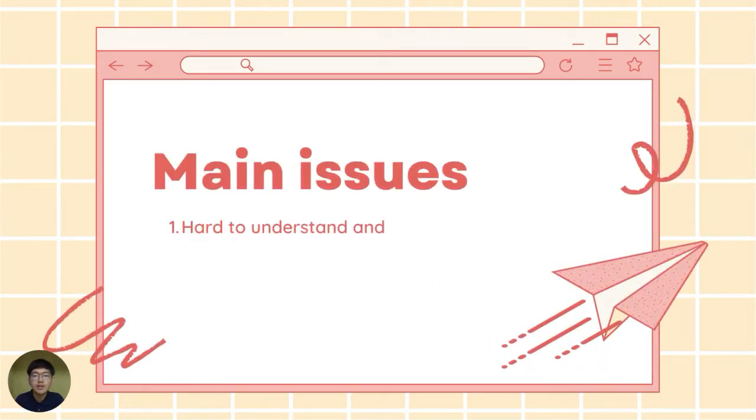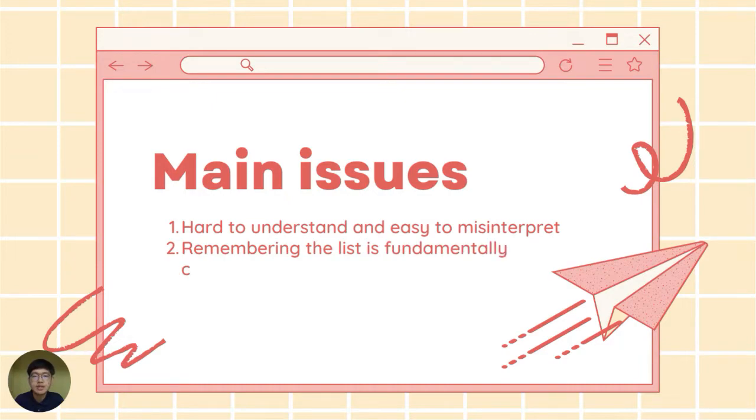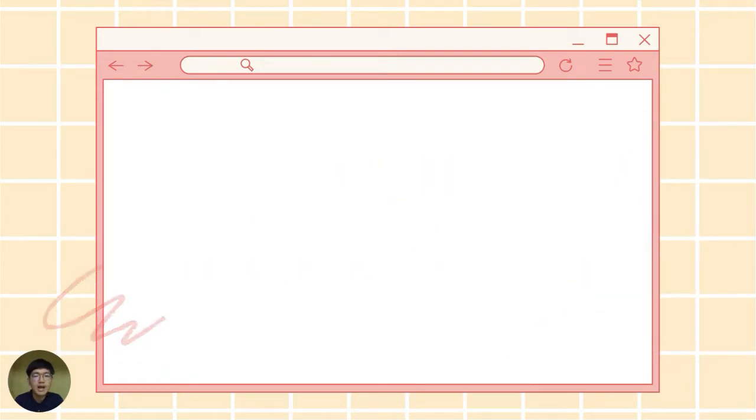Okay, so why do we think that the mentioned subtopics are issues for students, especially our POW followers? Well, let's look at our main issues as shown on the screen. Firstly, the subtopics are hard to understand and easy to misinterpret. And secondly, remembering the list is fundamentally crucial to naming organic compounds. So let's move to the next slide.